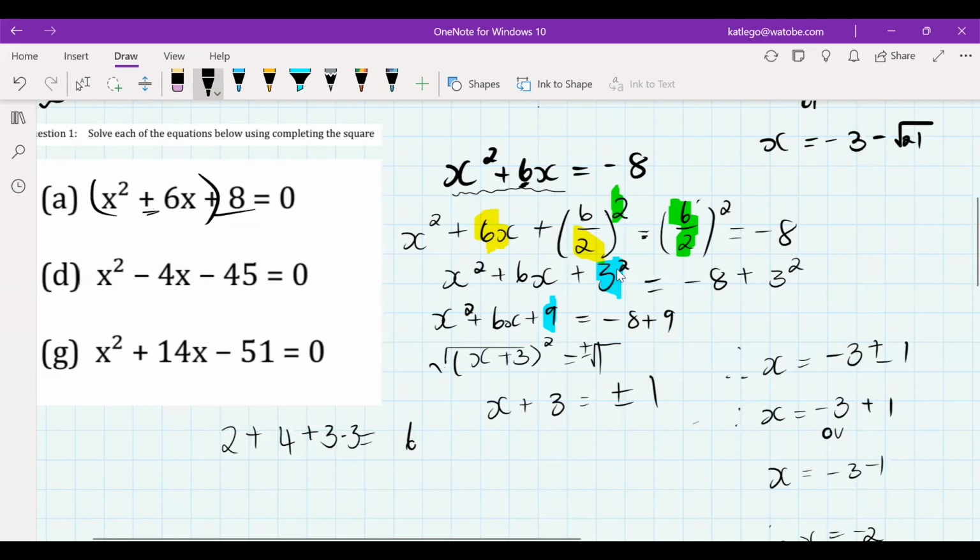So this is what I did. I halved it and squared it, added it, but then I subtracted it as well to keep this equation balanced. Oh, that's a minus. Yes, ma'am. I thought that was an equal sign. No, no, it's a minus. There we go. Do you get it? Okay.